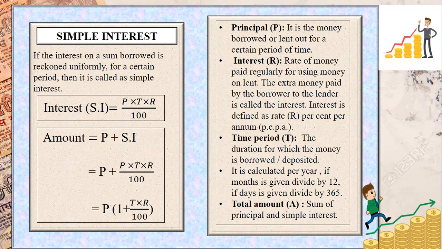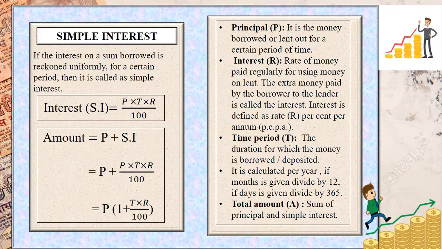Simple interest is nothing but the interest will be calculated only based on the principal. So that we call it a simple interest. The interest is calculated as principal into time period into rate of interest by 100. Rate of interest is nothing but the percentage in which we'll be getting the interest per annum. Per annum means for one complete year, the rate of interest will be given.